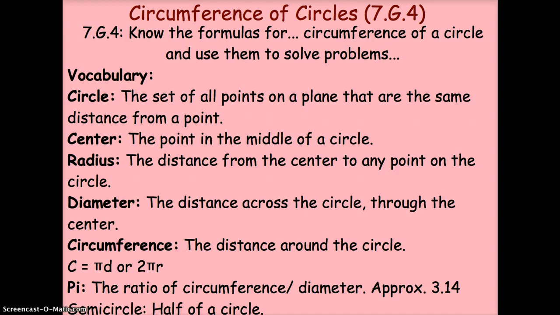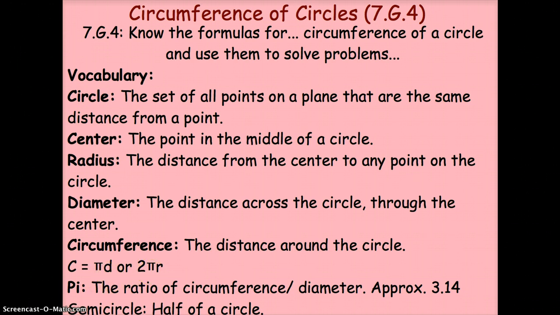Remember that radius is half of the diameter. So if you put two radii right next to each other, they would make up one diameter. Circumference, the distance around the circle. And our formula there is C equals pi d or C equals 2 pi r. Remember, pi d is pi times diameter, or 2 pi r, 2 times pi times the radius. And of course that works because the radius is half the size of the diameter, so two of them will make up the same size.